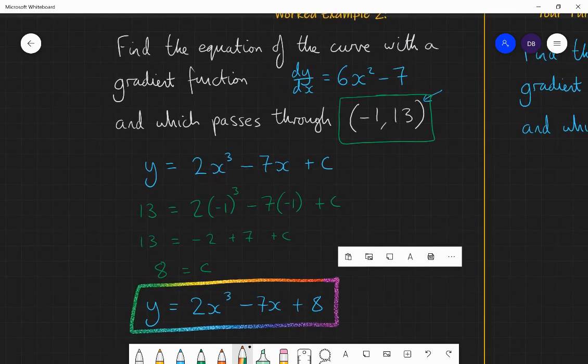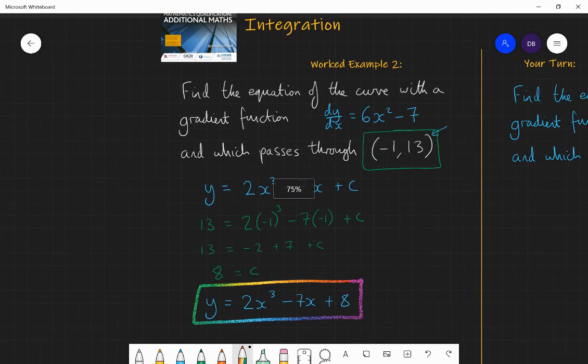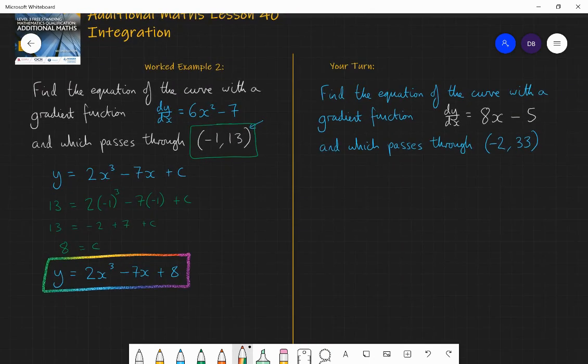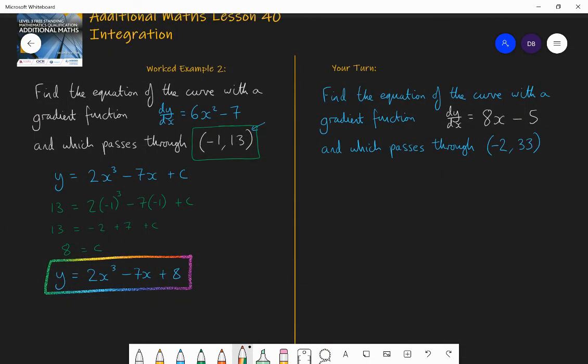Okay, have a go at this one, which is very similar. I give you the gradient function of a curve and a point it passes through. I want you to find the equation of the curve with that information. So find the equation of the curve with the gradient function dy by dx equals 8x minus 5, which passes through the coordinate (-2, 33). Pause, write down some mathematics, and then press play when you're ready.